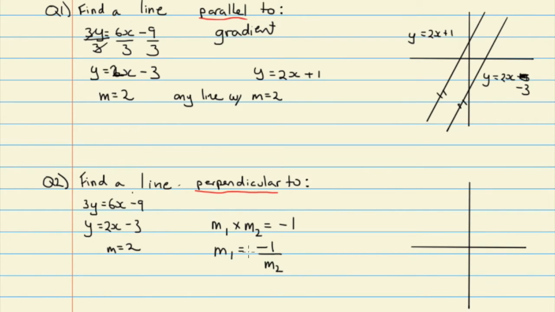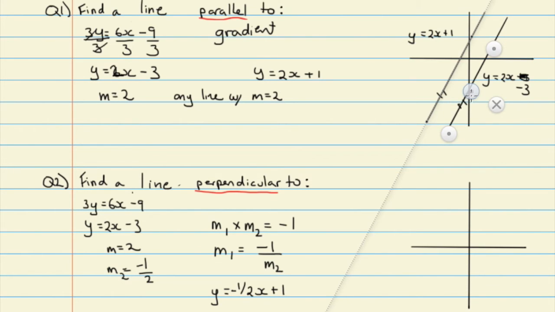So one of the gradients has to be the negative inverse of the other. So the negative inverse of 2 will be negative 1 over 2, right? You take that 2 and you just put it down there. So that's the gradient for my second line. Then again, I can set any y-intercept that I want. So I'm going to set y equals negative 1 over 2 x plus 1, just to be consistent.